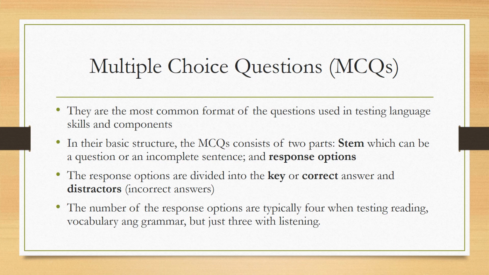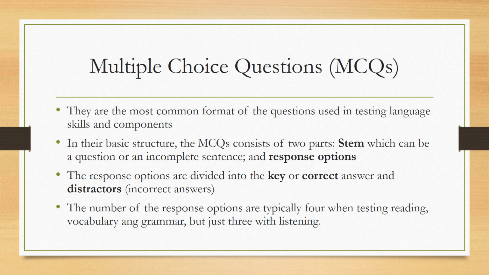So to talk about these types of questions, we should start first of all with their structure. We can say that, generally speaking, they consist of two parts. What are they? They should have the stem, which can be a question or an incomplete sentence, followed by the second part, which is the response options.